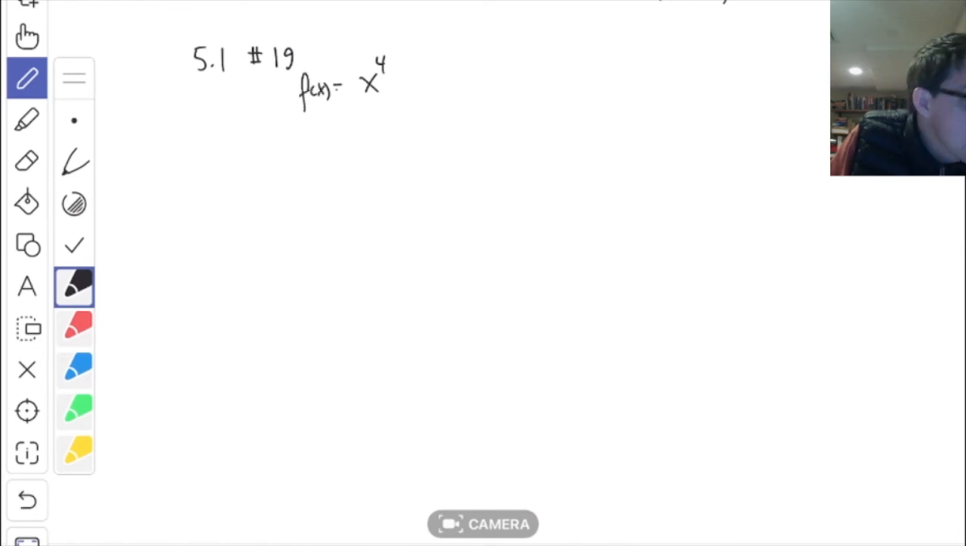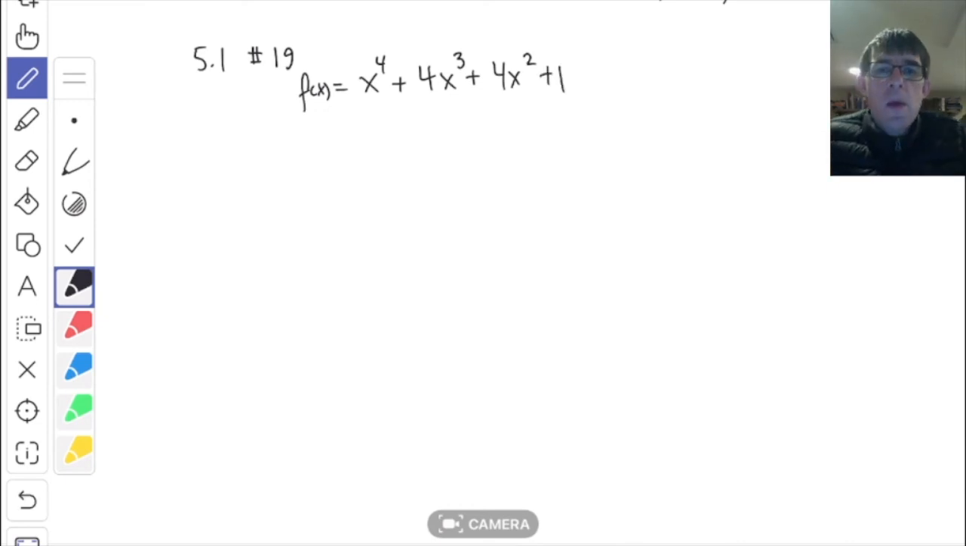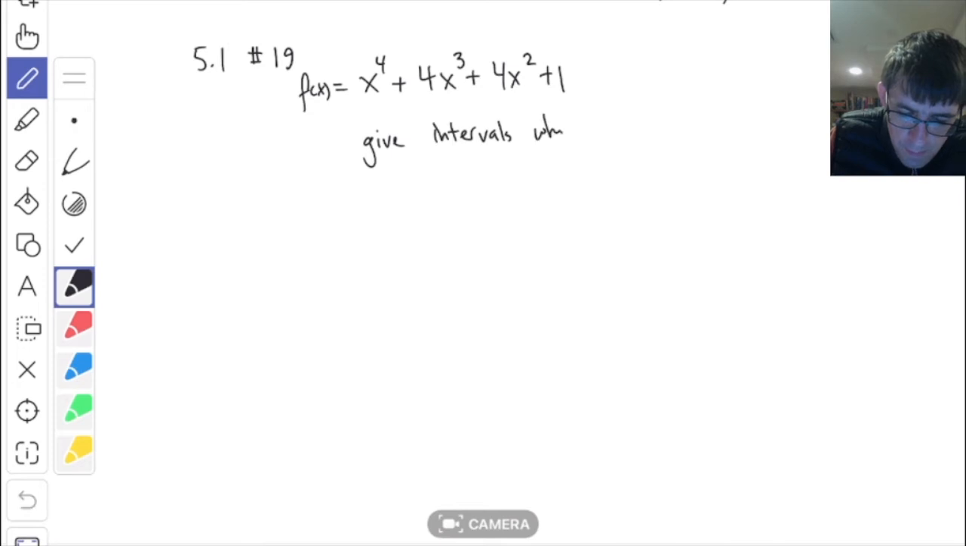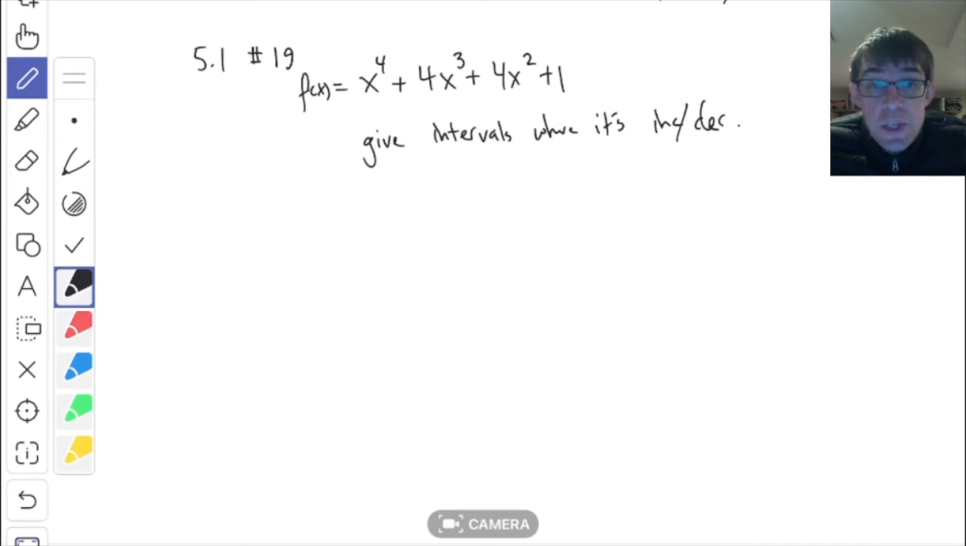F of x is x to the 4 plus 4x cubed plus 4x squared plus 1. All right, let's try it. And your job in this problem, give me intervals where it's increasing or decreasing. There's a bit of a procedure that you have to go through when you do a problem like this. It begins by taking the derivative and setting the derivative equal to 0. That is to find the critical numbers. That's what we call the points where the derivative equals 0 or the points where the derivative does not exist.